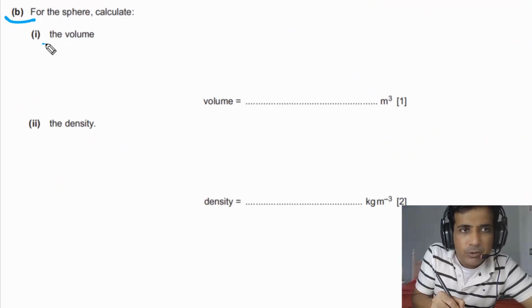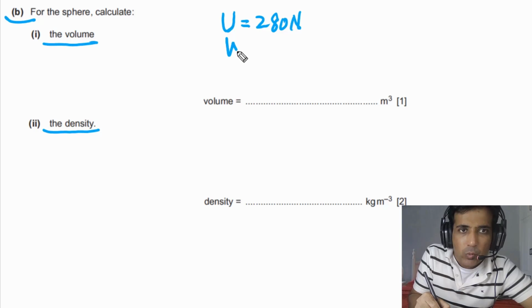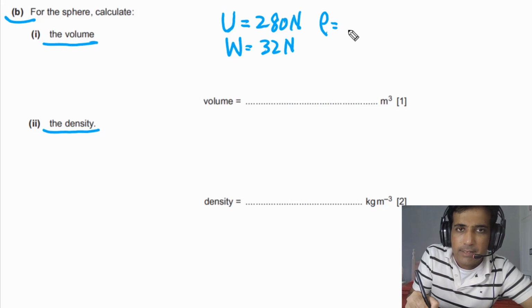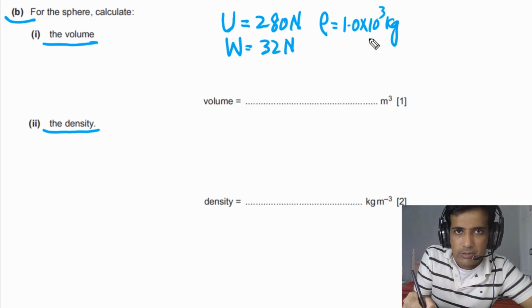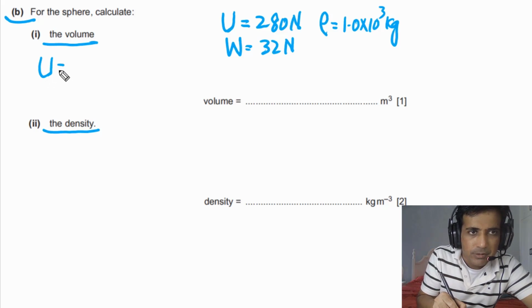For part D, we need to calculate the volume of the sphere, and we also need to calculate the density of the sphere. For this question, it is given that the upthrust acting on the sphere is equal to 280 newtons. The weight of the sphere is given, equal to 32 newtons. And the density of the liquid is also given, equal to 1.0 times 10 to the 3 kg per cubic metre. We need to calculate the volume. Upthrust is given to us, so we can say upthrust is equal to density of fluid times volume of fluid displaced times g.